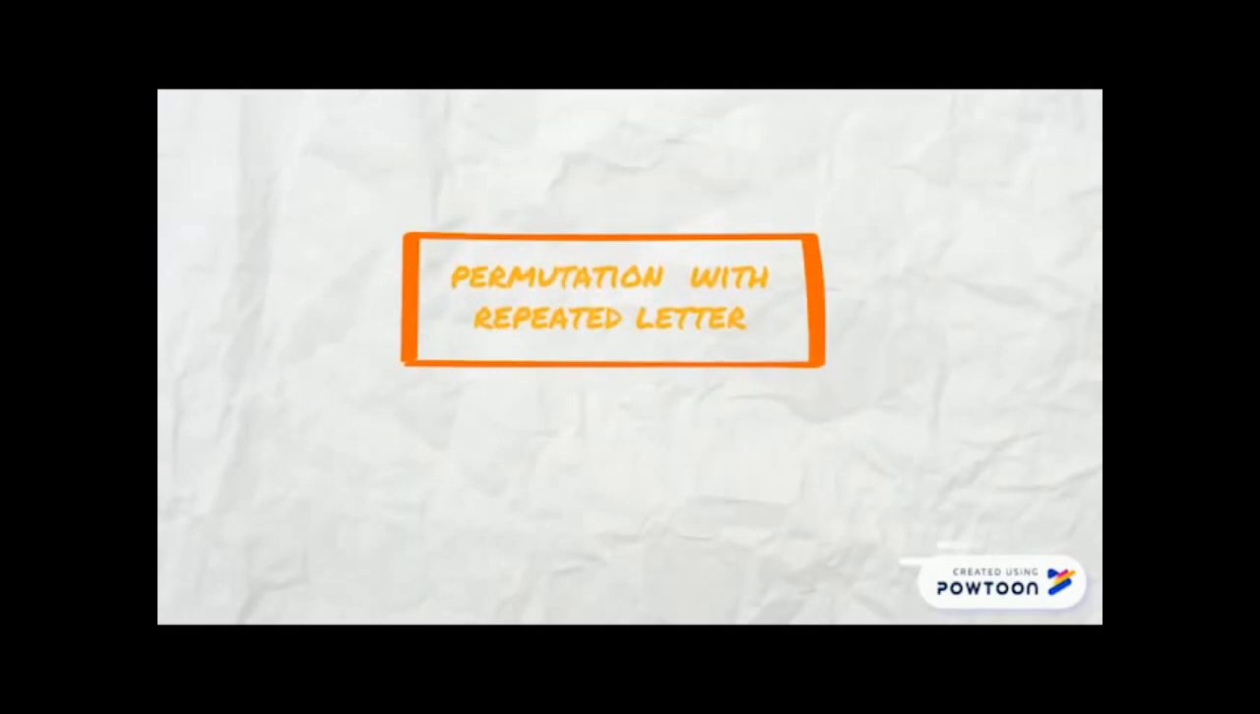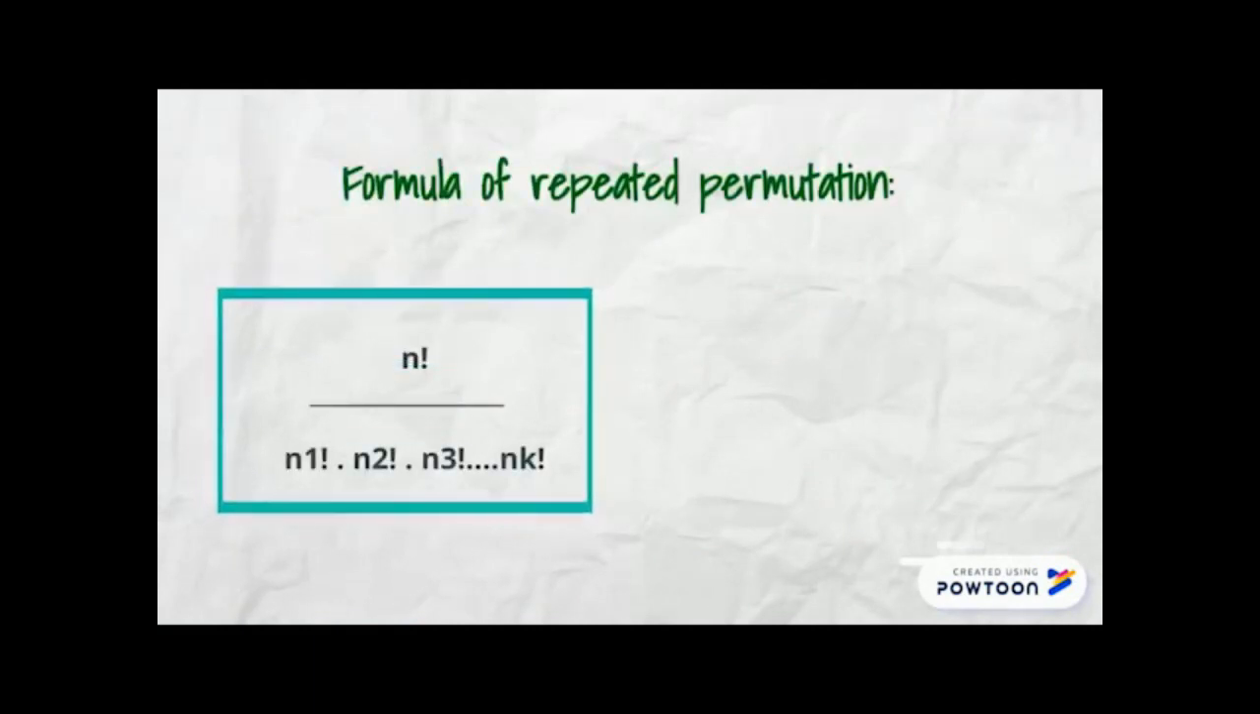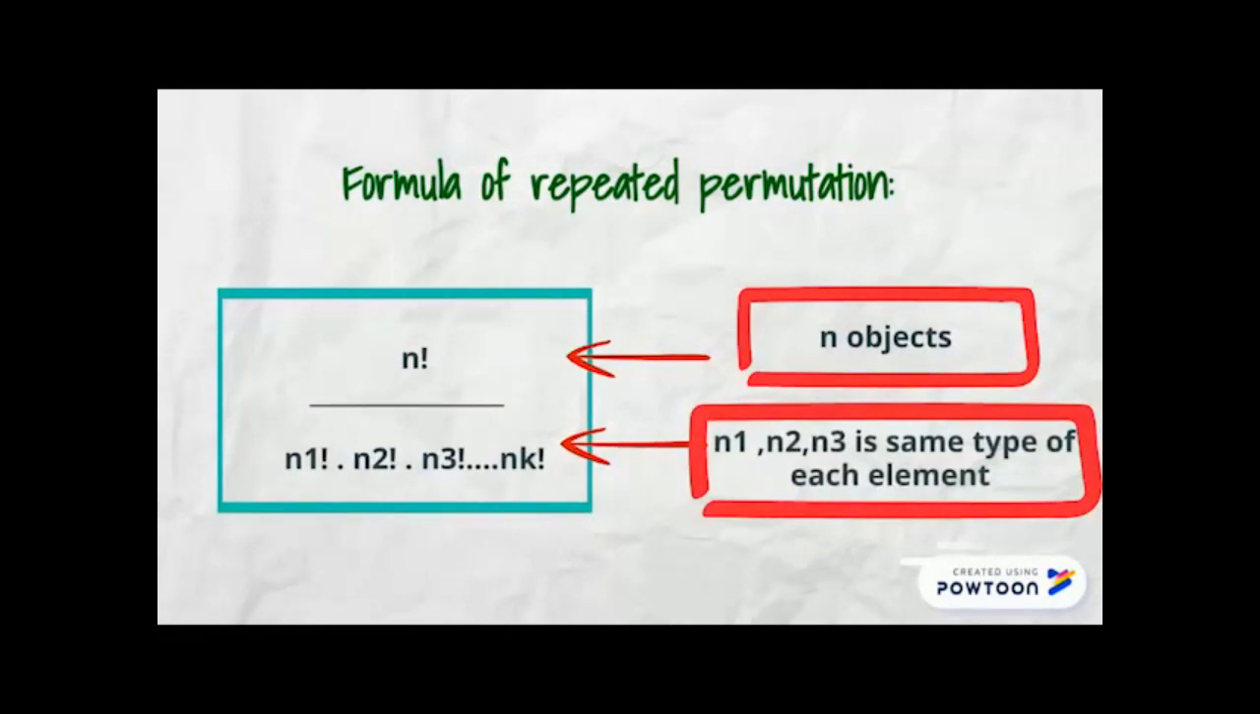Permutation with repeated letters. How many ways can the words below be arranged? A. Processors. B. Sequences. The formula of repeated permutation is n factorial divided by n1 factorial times n2 factorial times n3 factorial up to nk factorial. n represents the number of objects, while n1, n2 and n3 are the counts of each same-type element.